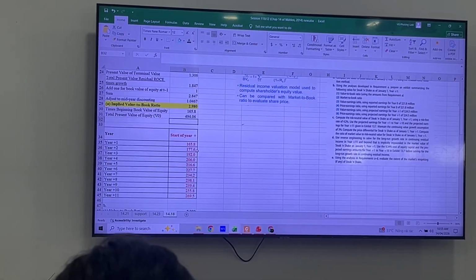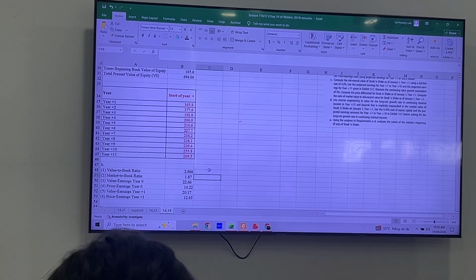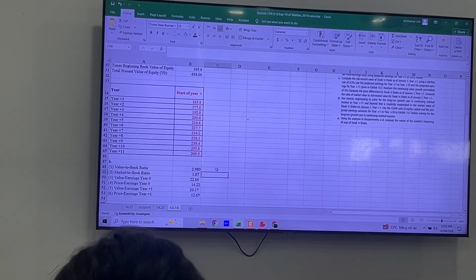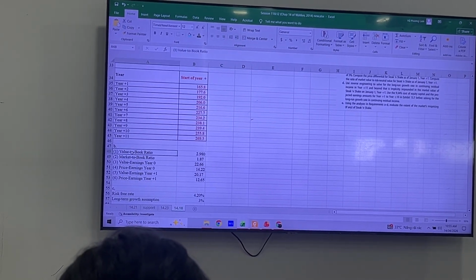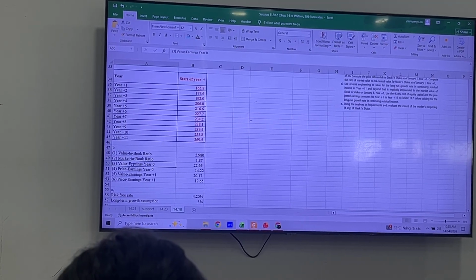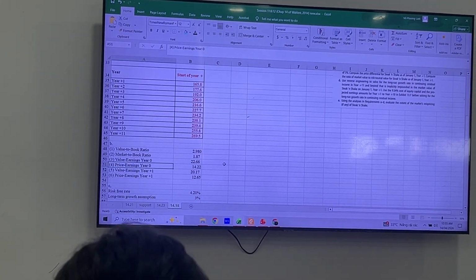And after that, we determine the other ratio, which is needed for our conclusion on whether the share price is undervalued or overvalued. Maybe we compare what? The value to book ratio with the market to book ratio, as I mentioned to you, or the value to earnings ratio with the price to earnings ratio, to conclude about the firm's share price.